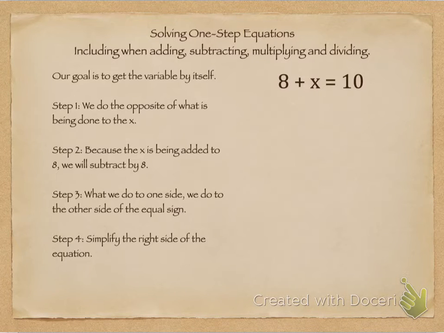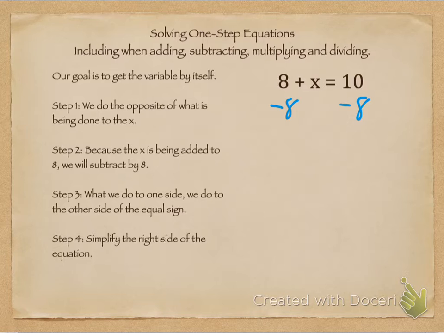Hey guys, today we're going to be solving one-step equations, including when adding, subtracting, multiplying, and dividing. Our goal is to get the variable by itself. Let's begin with 8 plus x equals 10. We do the opposite of what is being done to x, or the variable. Because 8 is being added to x, we are going to subtract by 8.